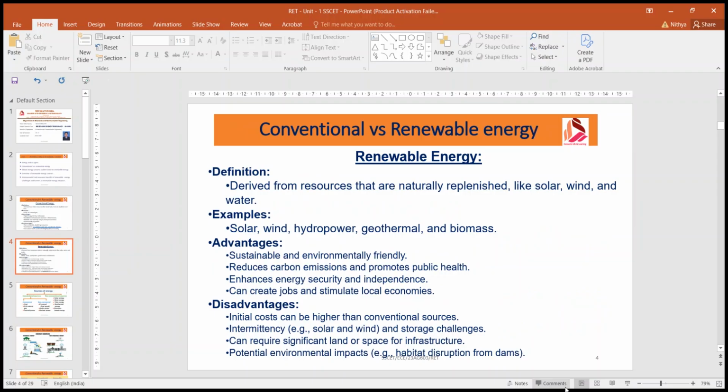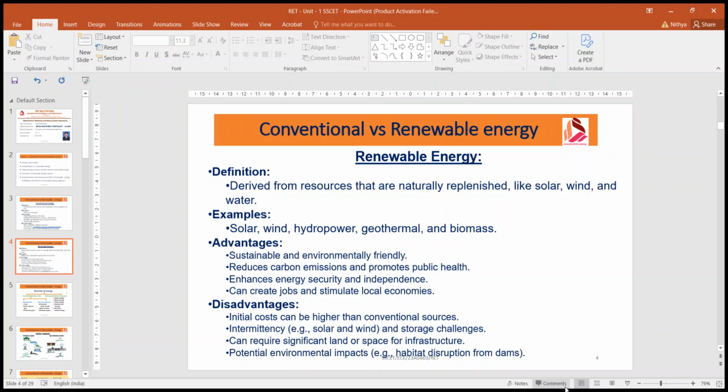Next, the renewable energy sources. The basic definition of renewable energy sources is that they are derived from sources that are naturally replaced, like solar, wind, and water. The basic examples are solar energy, wind energy, hydropower energy, geothermal, and biomass. The main advantages of renewable sources are sustainability and being environmentally friendly, reducing carbon emissions, enhancing energy security, creating jobs, and stimulating local economies.